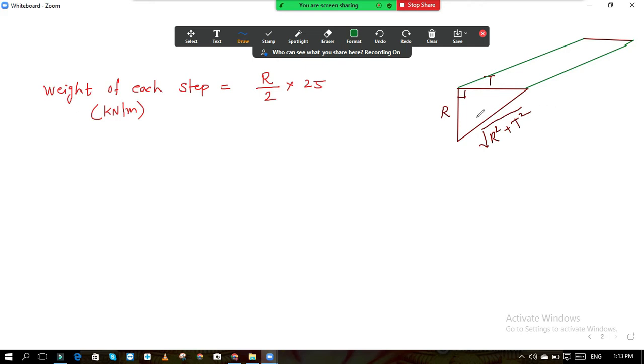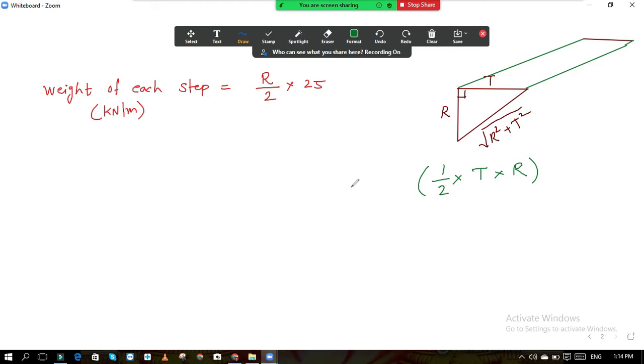Now if we want to calculate the weight of the steps, this is the cross section. If you take the area of this, it will give you the load. In the same way as UDL and UVL conversion, you take the area of that load. I have told you that also. So it is half into base into height, half into T into R. This is the area in which the intensity of load is there.